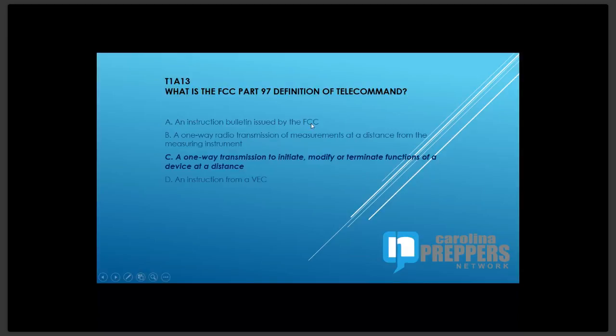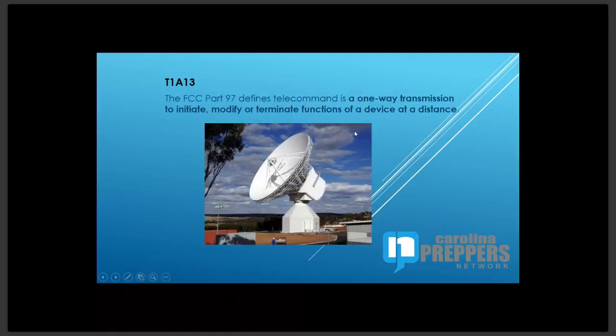An instruction bulletin issued by the FCC. An instruction bulletin would be called a bulletin, period. And it wouldn't come over the airwaves. It'd be sent to you by email, or it'd be sent to you in snail mail. So telecommand: initiate, modify, terminate. Think of commanding your children to modify their behavior or terminate it. Understood? All right. And again, this would be an idea of telecommand, of sending a signal to something out in space to change its trajectory, to change the frequency that it's monitoring, or anything like that.